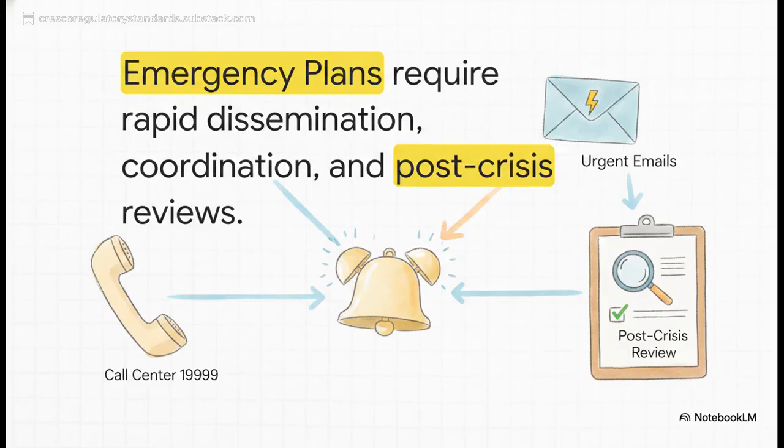But what about when things go wrong? And they go wrong fast. That is where emergency communication plans kick in. The guidance says you have to have plans established for any crisis to ensure rapid dissemination of risk info to stakeholders and the public. Under all that intense pressure, the system relies heavily on the SFDA call center, that's 1999.9, and direct official emails to rapidly stabilize the threat. And importantly, it doesn't just end when the fire is put out. There always has to be a post-crisis review to figure out what worked and how to improve the system for next time.